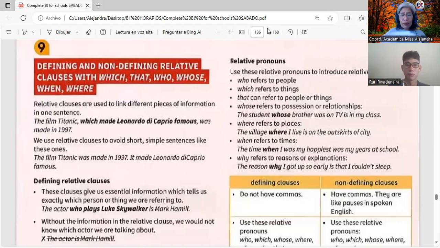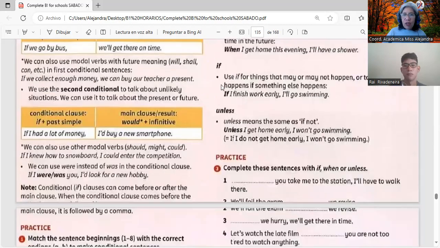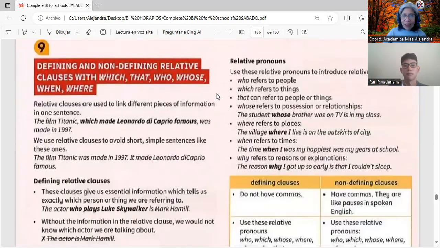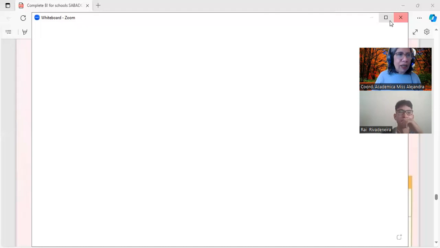Okay? As I said, relative clauses are short information you add to a sentence in order to make something identifiable or to understand what it says. A short example, a very short example can be this.